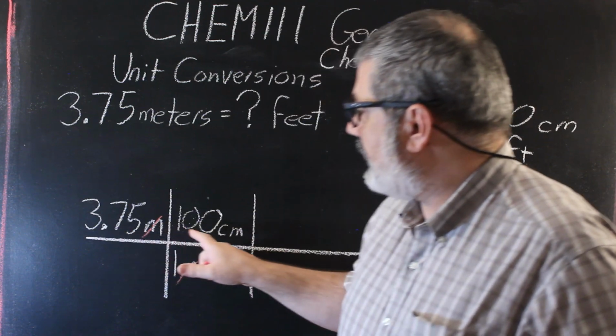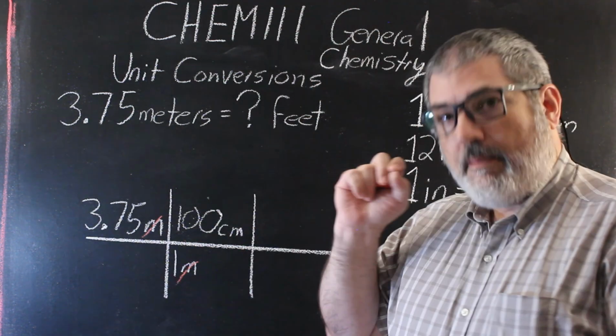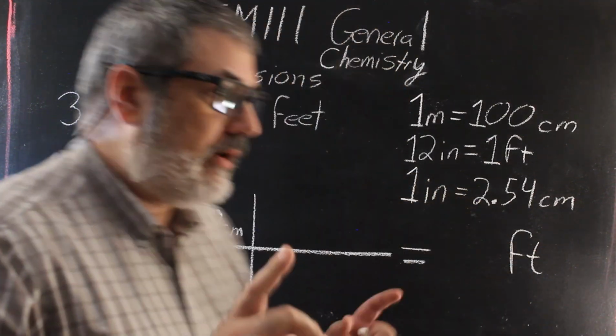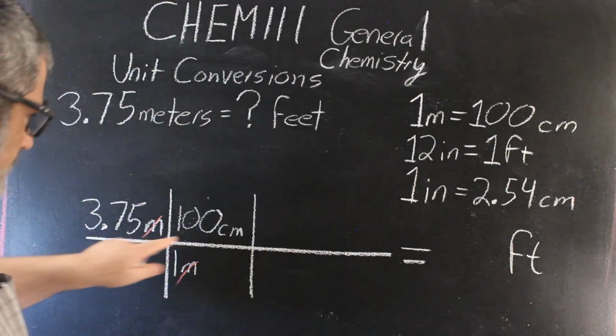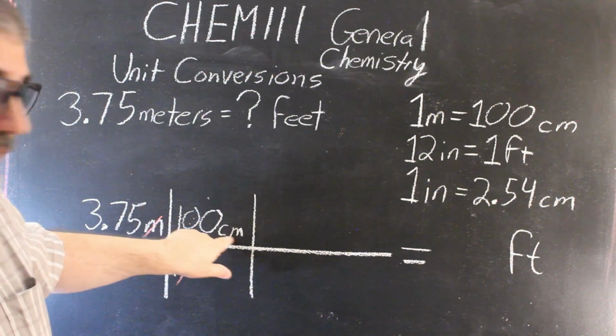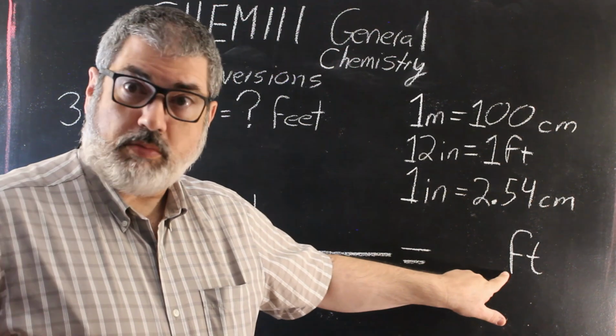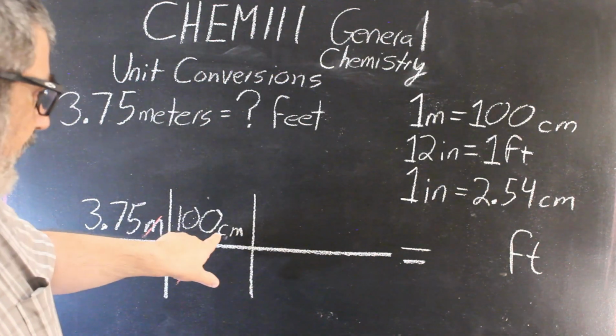So what we're going to have to do next is figure out, okay, how do I get from centimeters to feet? Notice I'm not doing any math right now. I have my calculator in my pocket. I'm not worried about 3.75 times 100 because I need to solve the problem from a unit point of view. Then I can do the math.